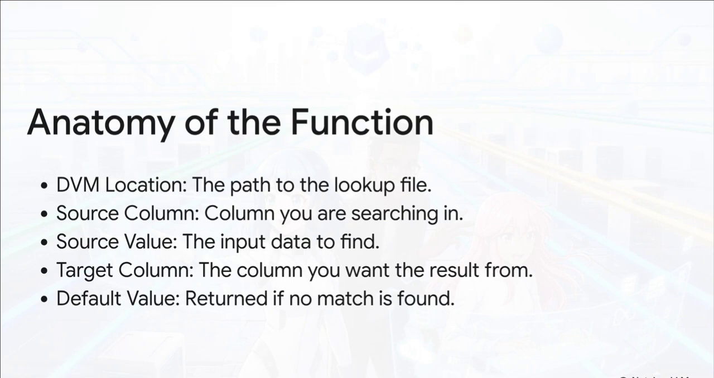Let's just quickly break that function down, because it's really not scary at all. It's just asking 5 simple questions. Where's the dictionary I need? Which column am I searching in? What's the specific value I'm looking for? What's the column I want the value from? And finally, just in case, what should I return if I can't find a match? See? It's a perfectly clean and self-contained request.